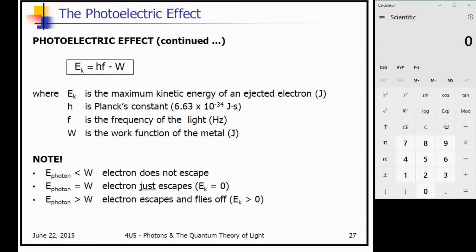So here is another slide to copy down on the photoelectric effect. I'll give you some time to copy this down, or you can pause and copy this down. I will make a comment. The note is very important as well. If the energy of the photon is less than the work function, the electron does not escape. If the energy of the photon is equal to the work function, the electron just escapes. Its kinetic energy, though, is 0. If the energy of the photon is greater than the work function, the electron escapes and its kinetic energy is greater than 0.